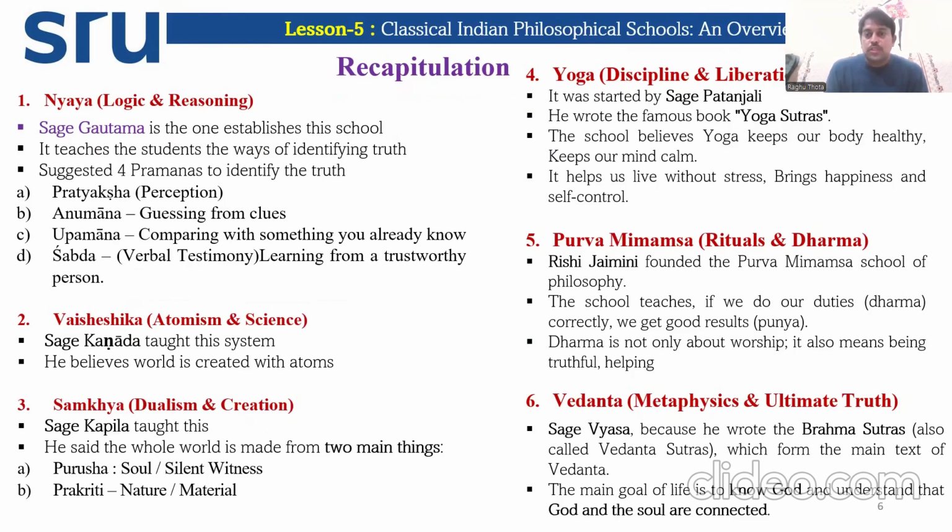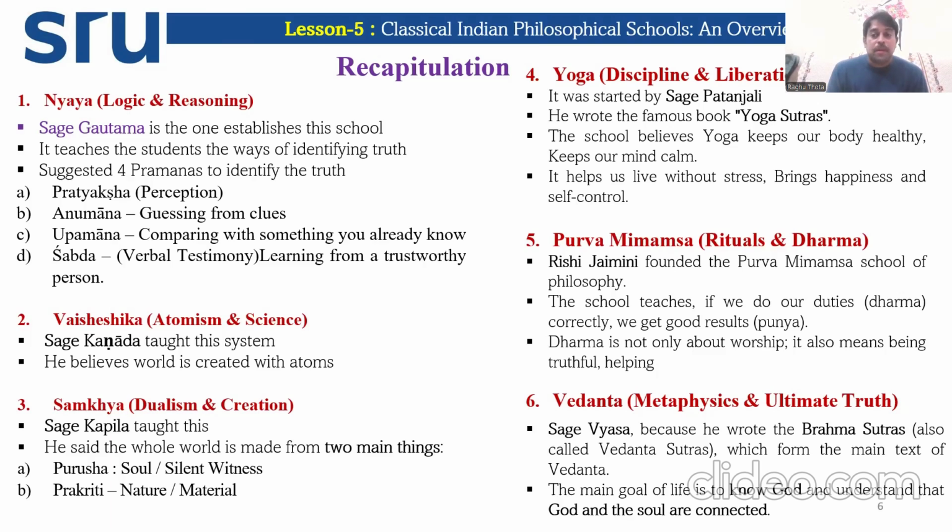There were 6 schools proposed by our ancestors during the ancient time or during ancient India. Every school has its own significance. For example, if you take the school of Nyaya, which focuses on logic and reasoning, sage Gautama has established a school during the ancient time. It teaches the students the different ways of identifying the truth. For example, there was a crime. How to identify the truth behind the crime? They suggested 4 ways to identify the truth, and which were called as pramanas.